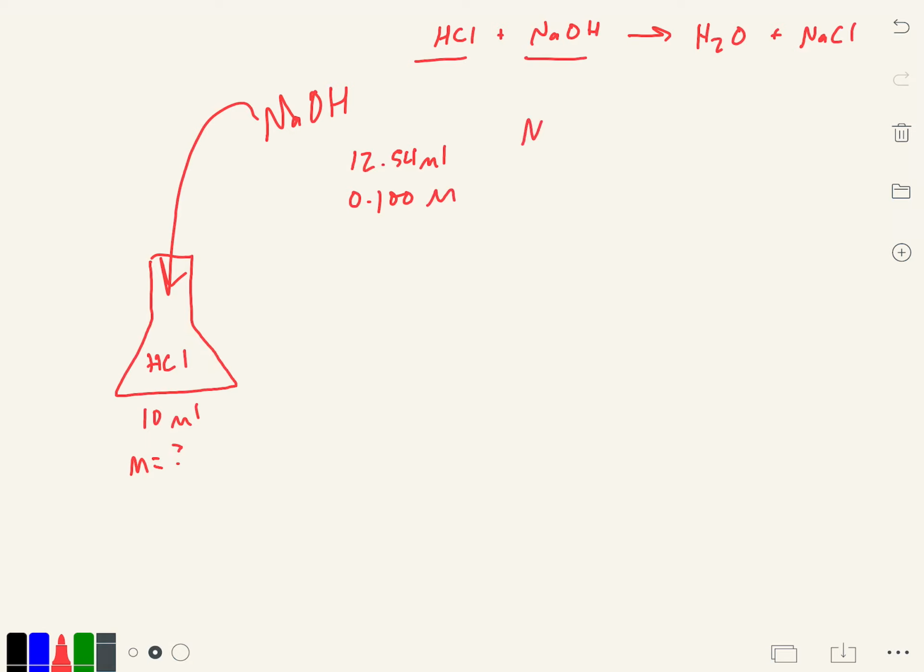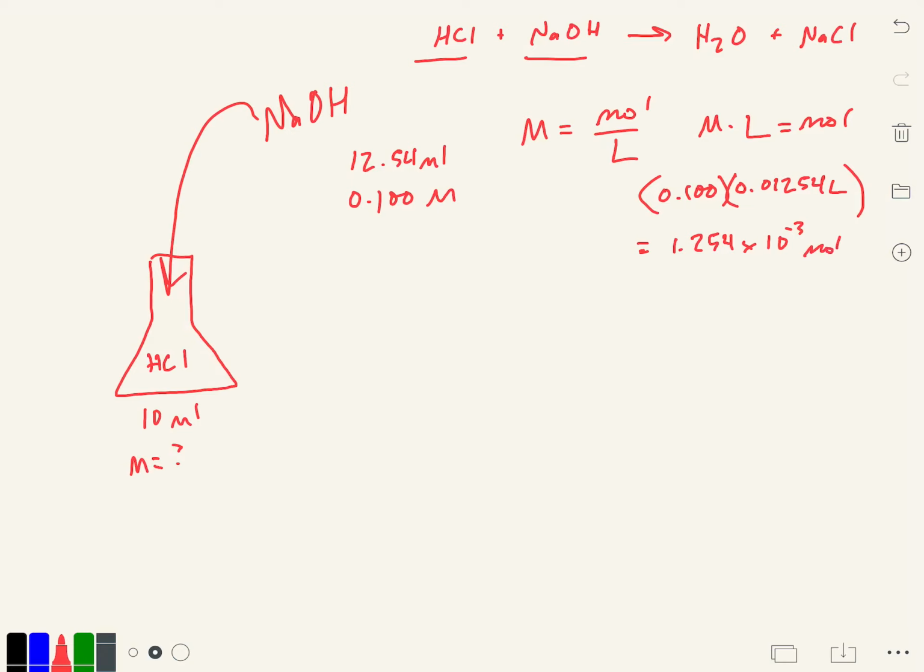So in order to get moles, we take our big M equals moles over liters equation, and we rearrange it. So molarity times liters will equal moles. So I've got molarity at 0.100, and liters, I've got 12.54 milliliters. I'm going to put that into liters. It's 0.01254 liters. I just moved the decimal place over 3. So I got my calculator, figured this out. 0.1 times 0.01254 is 1.254 times 10 to the minus 3 moles. That's how many moles of sodium hydroxide I added.